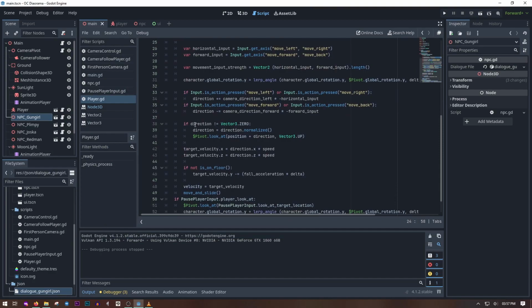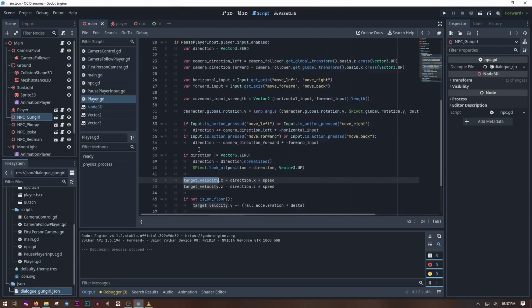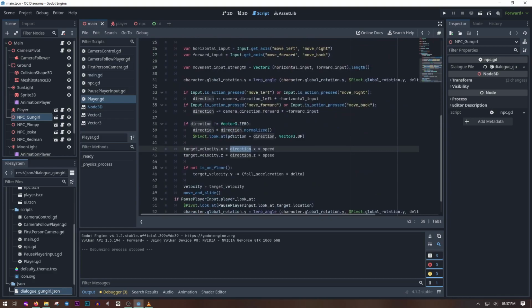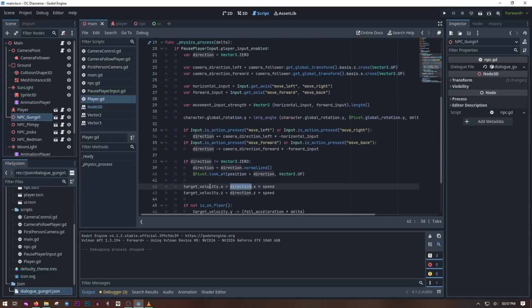And then we looked at this already. If direction is not Vector3 0, direction is direction normalized, pivot look at, blah blah blah. Target velocity. So this target velocity is Vector3, 0. So the x of the Vector3 equals direction x, which is defined here. So yeah, the target velocity, which is a variable, is the direction times the speed. And the direction is determined by things.